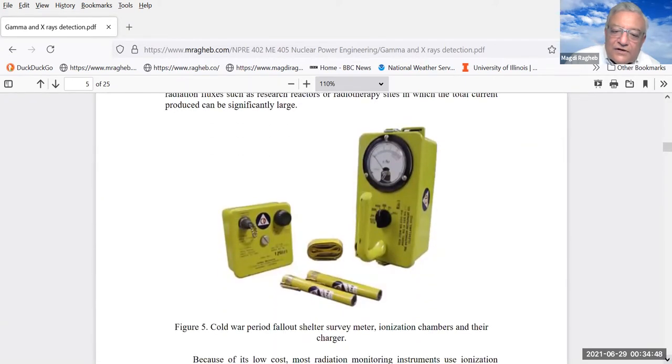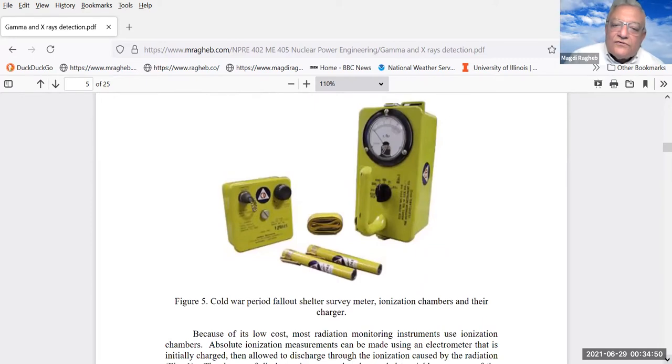And this is a picture actually of some of those detectors. This would be an ionization chamber, and that would be a Geiger-Müller tube. You find here an ammeter that measures the strength of the discharge. And as you measure the strength of the discharge, you can convert that into emissions of counts per minute or counts per hour.